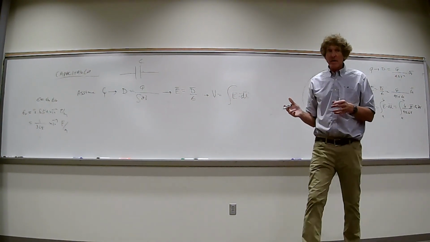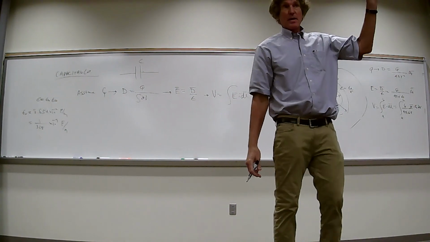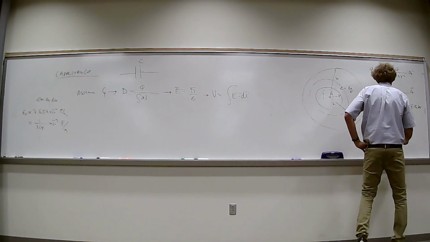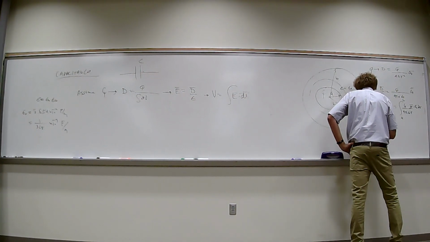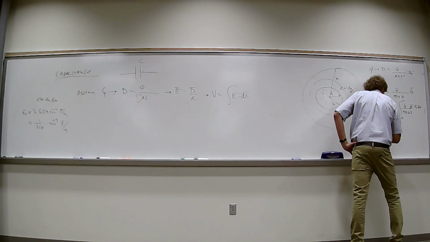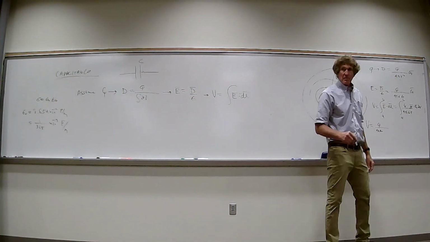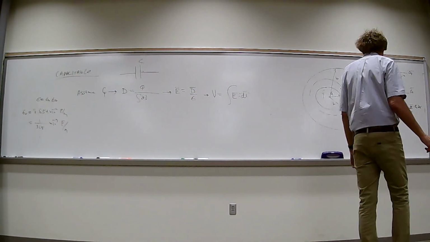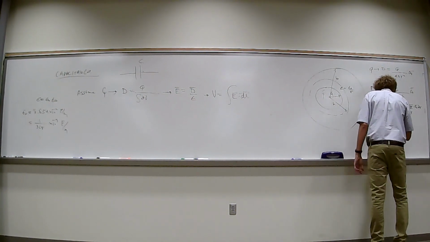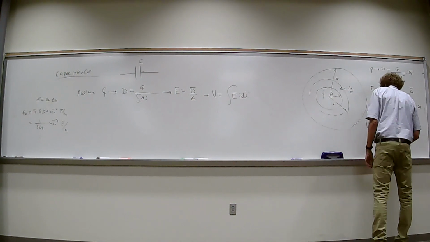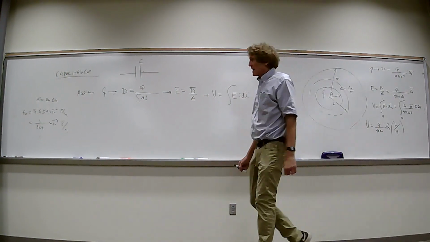Do y'all follow me? What's that gonna be? AR dot AR is 1, and we get a voltage between the inner and outer conductor of simply, it's gotta be proportionally Q over 4 pi epsilon naught. What's the integral of 1 over R, people? Natural log, right? So it's the natural log of the outer radius B over the inner radius A.